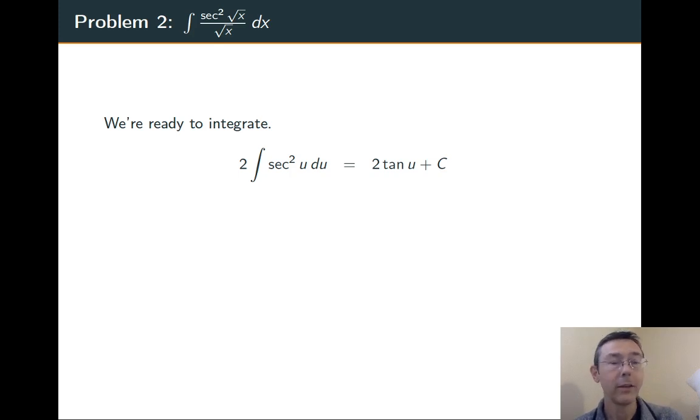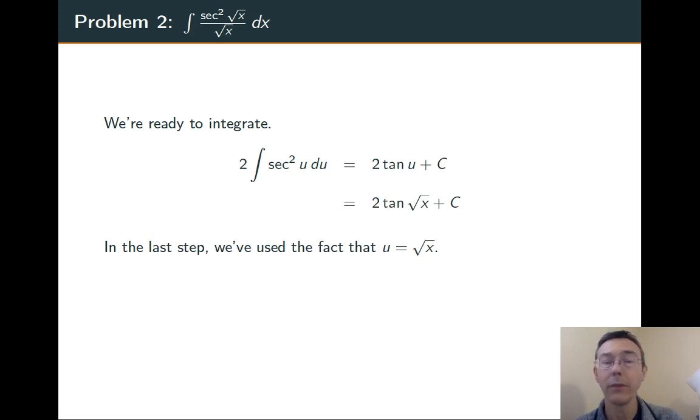Then of course we want to get the u out and replace it with the function of x. So overall in this case we get that the integral of secant squared square root of x over the square root of x is 2 times tangent square root of x plus c.